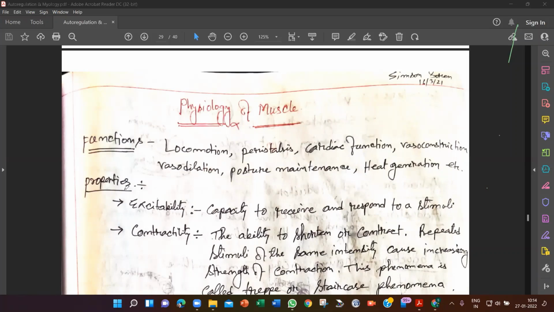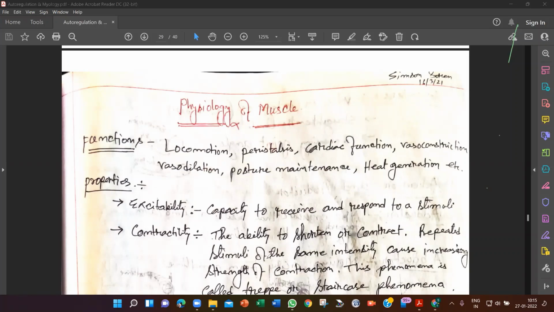And what are the properties of muscle? Some of the properties we have discussed in cardiac muscle, so we'll discuss them again. The first is excitability. Muscles are excitable cells, with the capacity to receive and respond to a stimulus. If the muscle is stimulated, it will respond by contraction. Then contractility, the ability to shorten. When the muscle contracts, it shortens.